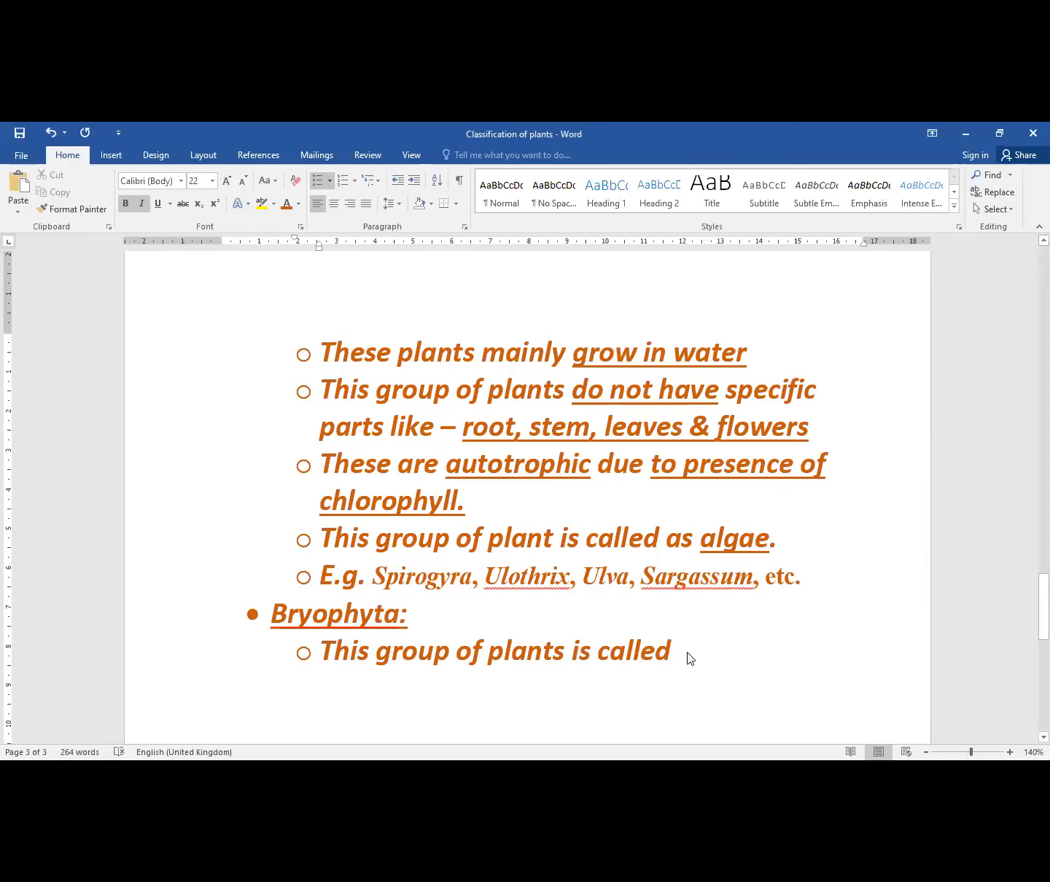All right. This group of plants is called amphibians. Why do we call them amphibians? So we'll make a note and we'll write note.